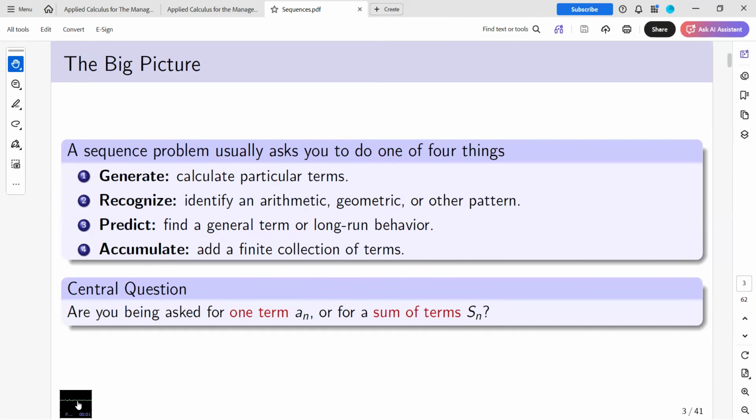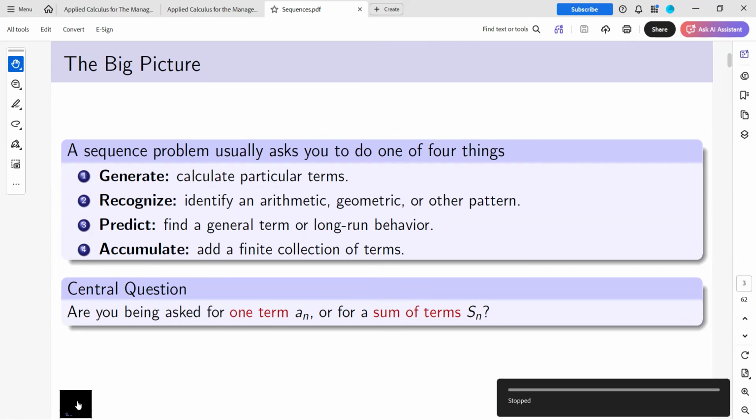Most sequence questions fit into 4 broad jobs: generate, recognize, predict, or accumulate. Before calculating, decide whether the question asks for one term or a total. Mixing up these two is the mathematical version of ordering one slice and receiving the entire pizza.